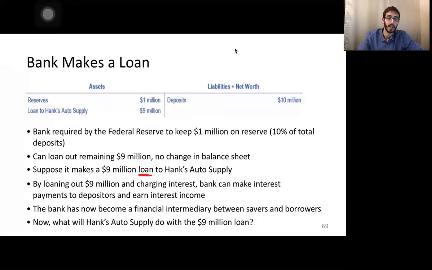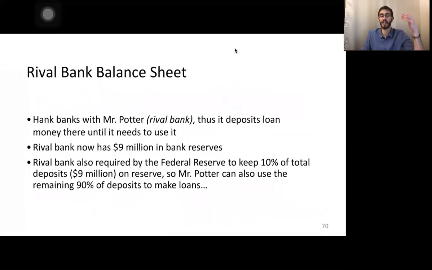By loaning out those $9 million, George Bailey's bank can make some money. It is working as a financial intermediary as well. But more importantly, Hank's Auto Supply, before they spend that money, deposit it into their bank until they get their expansion process into place, which might be why they borrowed that money.